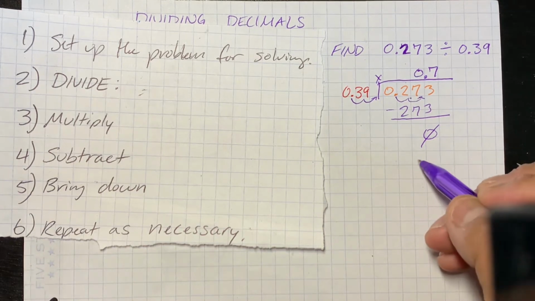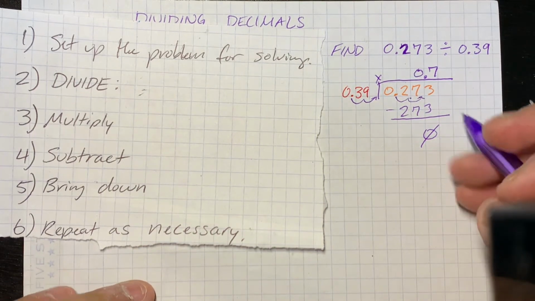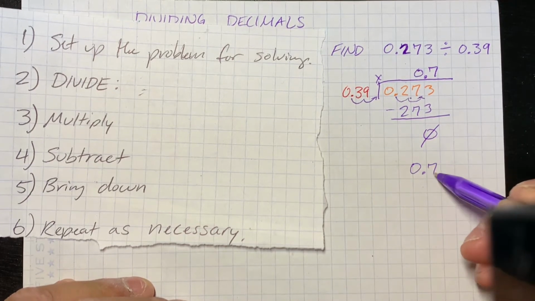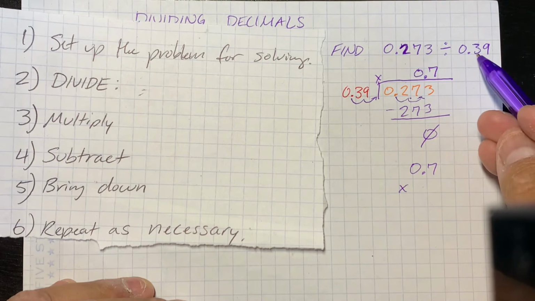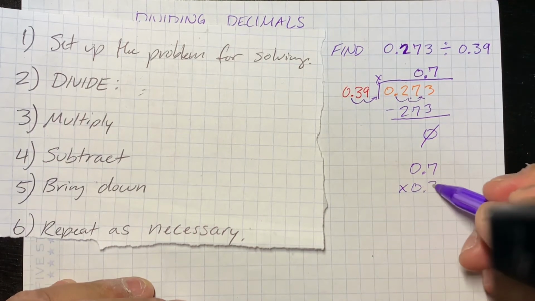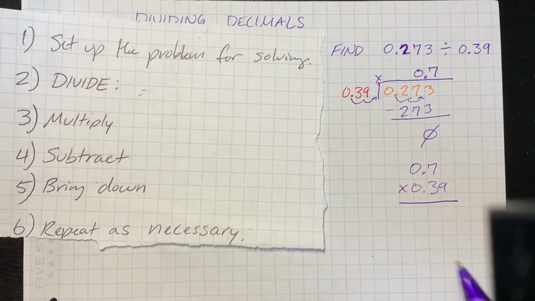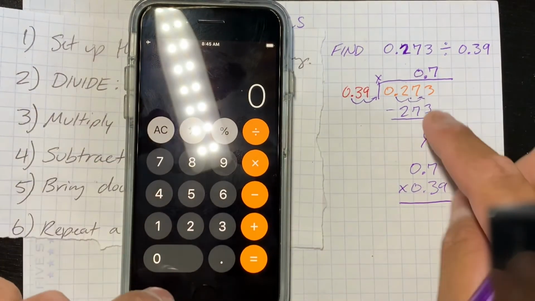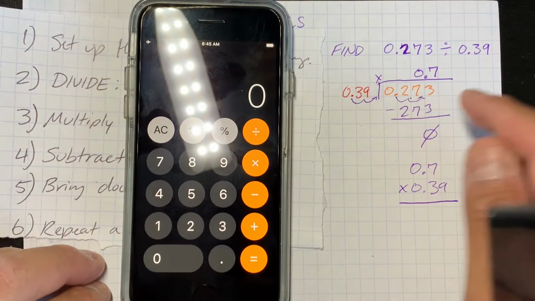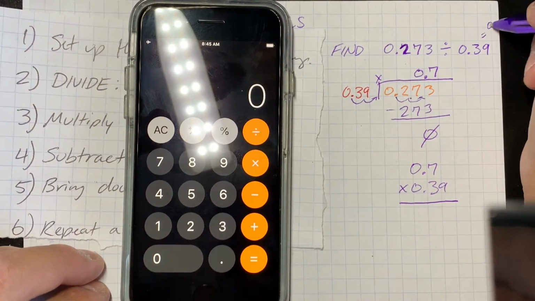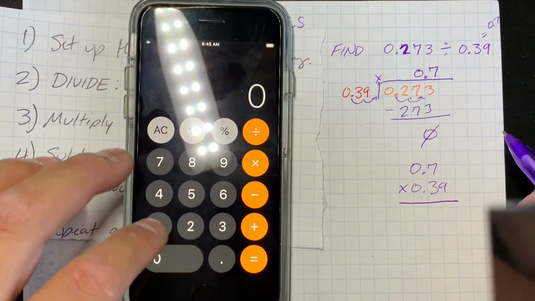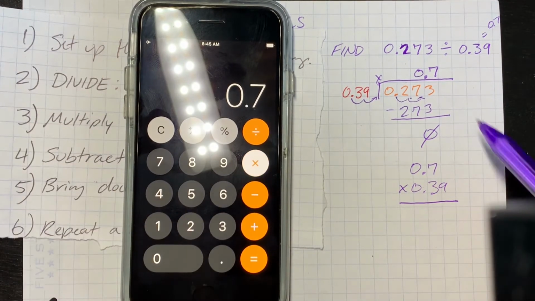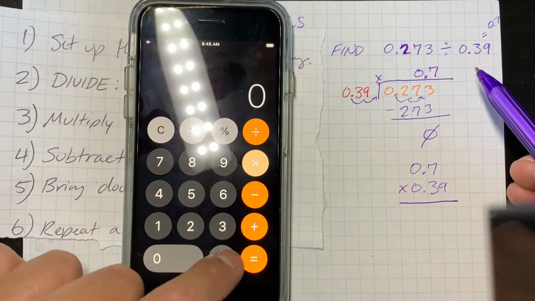So we're going to use the inverse operation of division, which is multiplication. So we're going to take the quotient 7/10 times the divisor 39 hundredths. Again, we want you guys to learn how to use a calculator. So the quotient is the answer to this division problem. So this is going to be equal 7/10. So we're going to take 7/10 times the divisor 39 hundredths.